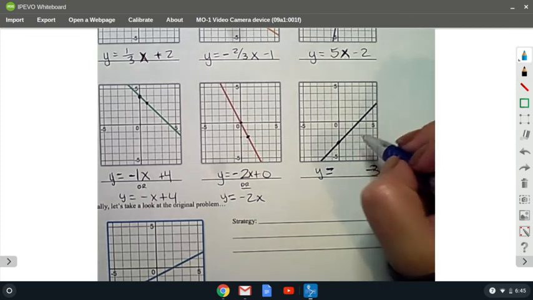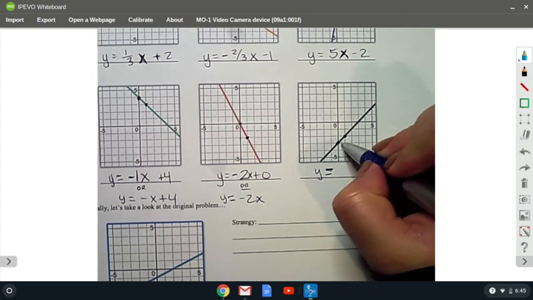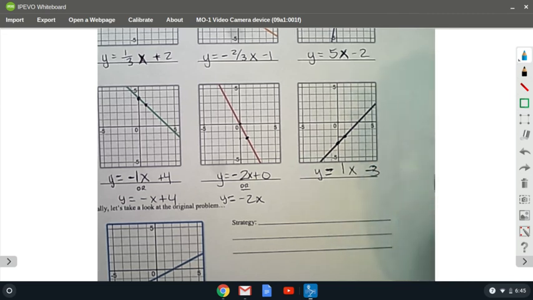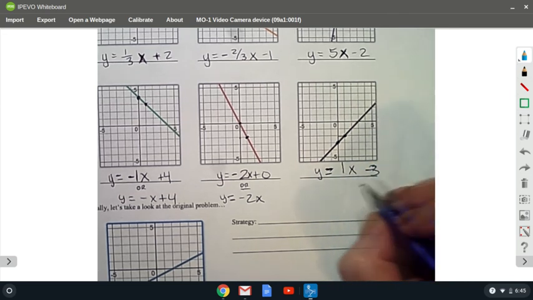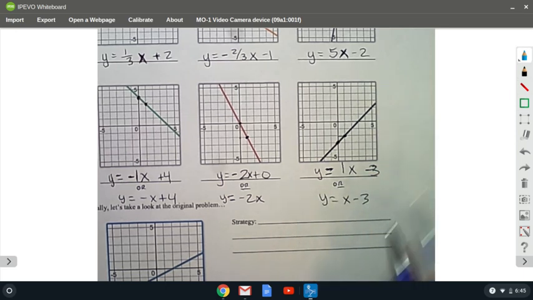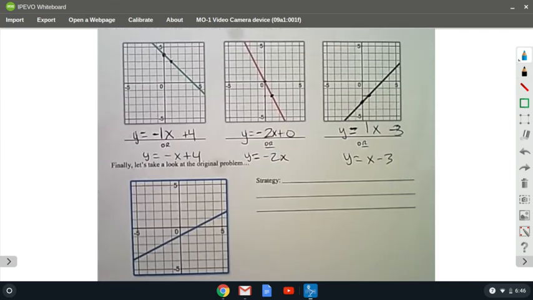Lastly here, my y-intercept was -3. My next definitive points are very close, so I go up 1 over 1. That means my slope is just 1. Make sure I have an x next to my slope. We could also write that as y equals x minus 3. We don't need that 1 in front, but if it helps you, you're welcome to put it there.